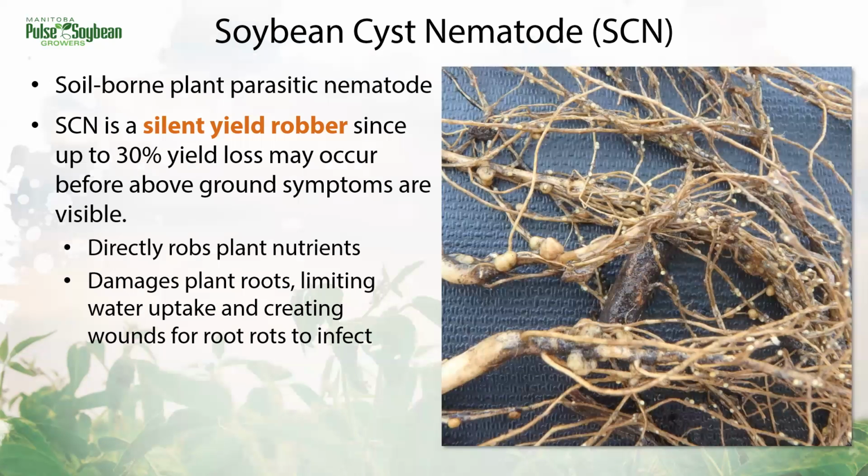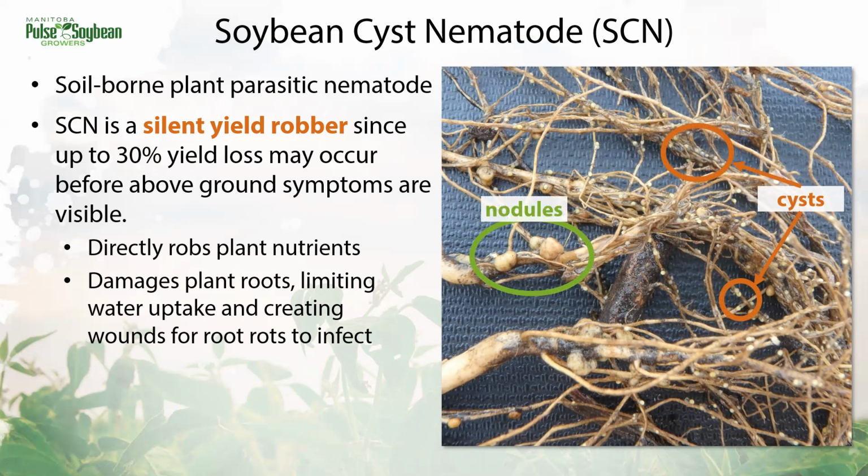SCN is soil-borne, and it's infecting roots. A quick note, anything that's going to move soil will move SCN as a result. So on the picture on the right, the cysts are these small white lemon-shaped bumps on the roots. By comparison, your soybean root nodules are quite a bit larger. Here are some labels to circle those differences.